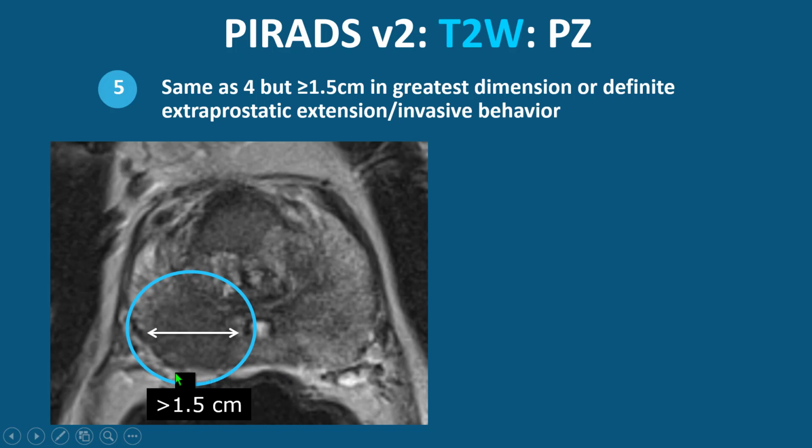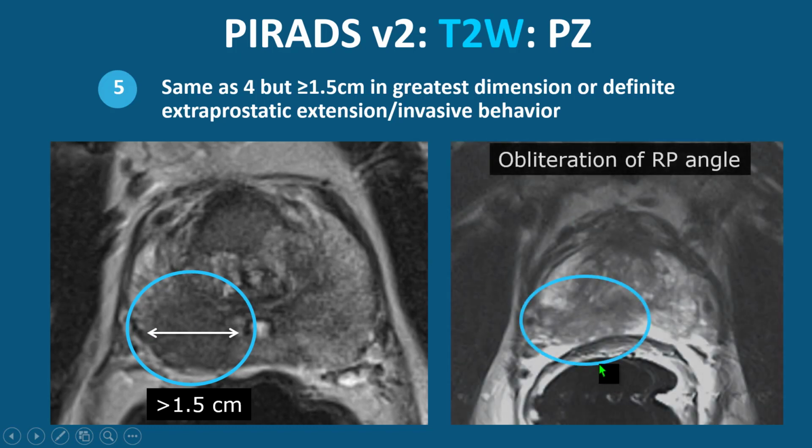You can see actually some bulging over here, a broad contact with the surface, which may indicate minimal extracapsular disease. And again, if you see obliteration of the rectoprostatic angle, this is a 5. And this then is also a PI-RADS 5. Obliteration of the normal rectoprostatic angle. Again, there is a lesion over here in the transition zone.